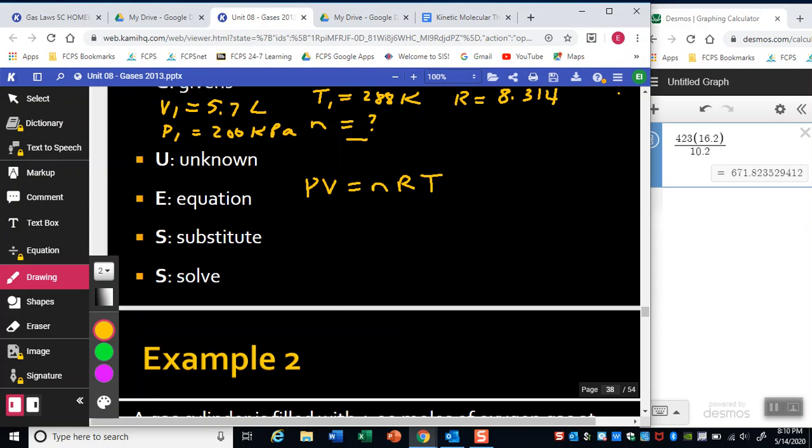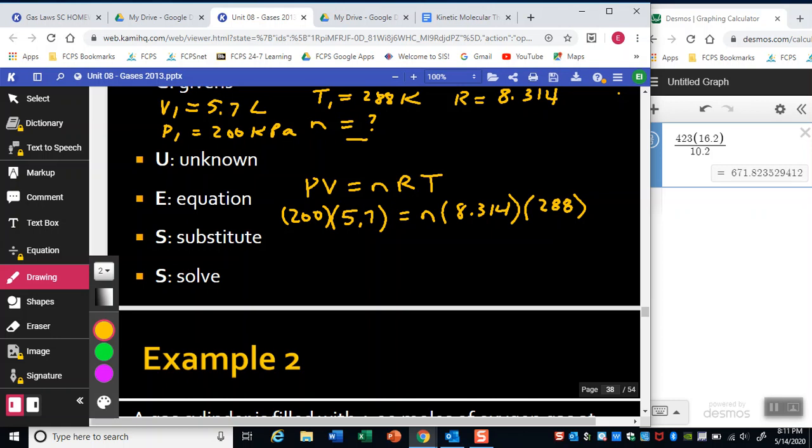So my pressure is 200. And remember, don't use the units when you're doing your algebra. That's just for when you're writing out what you're given and your final answer. My initial volume is 5.7. I do not know the number of moles. I'm going to use 8.314 for my constant, and my temperature is 288. Okay, so now I want to know N, right?